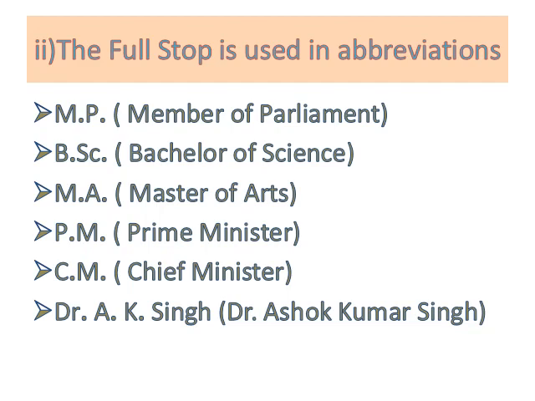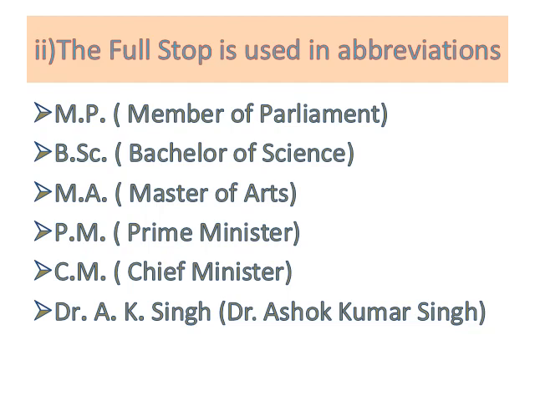The full stop is used following abbreviations. There are some examples on the screen. The abbreviation of Member of Parliament is M.P. M stands for member and it is followed by a full stop. The same way, P is used for Parliament. As it is an abbreviation, it is followed by a dot or full stop.